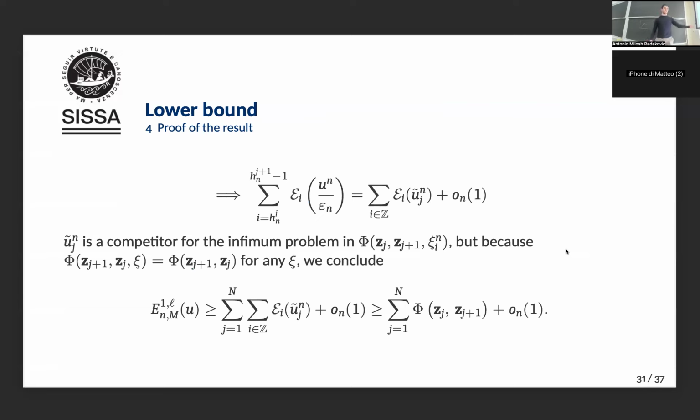We can rewrite our energy, then we can estimate from below with the transition energy. Actually, the transition energy with some vertical displacement, but this is not a problem, as we were saying before. And so we already have the gamma limit inequality, basically.